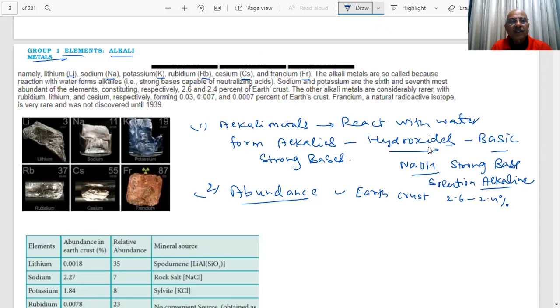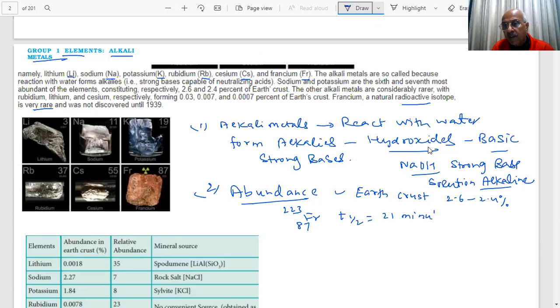Other alkali metals are rarer: rubidium, cesium, francium, at 0.03, 0.007, and 0.00% of the earth's crust. Francium is a natural radioactive isotope and is very rare. It was discovered only in 1939. It is highly radioactive. Francium-223, atomic number 87, has a half-life of 21 minutes.